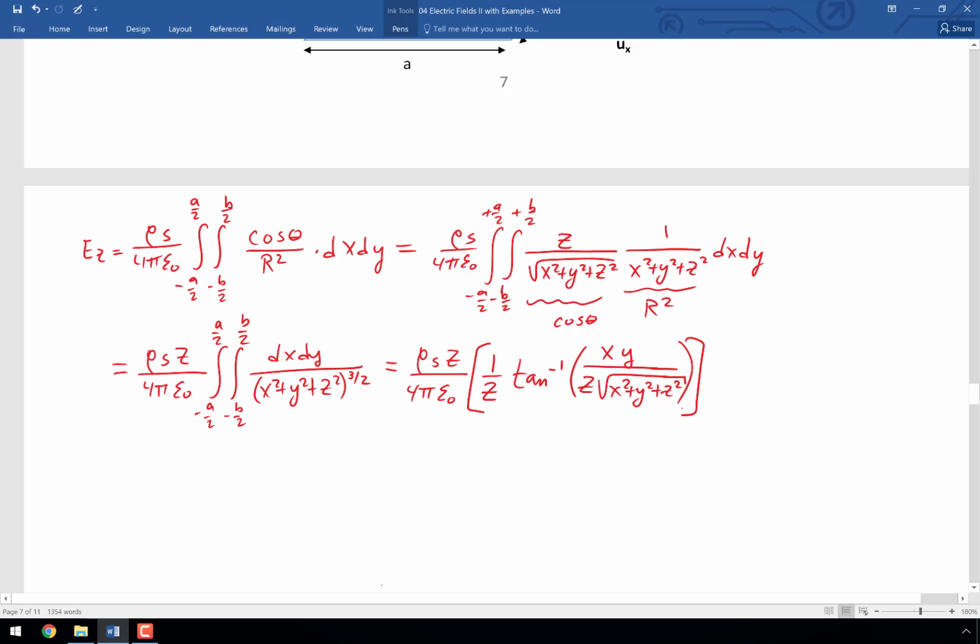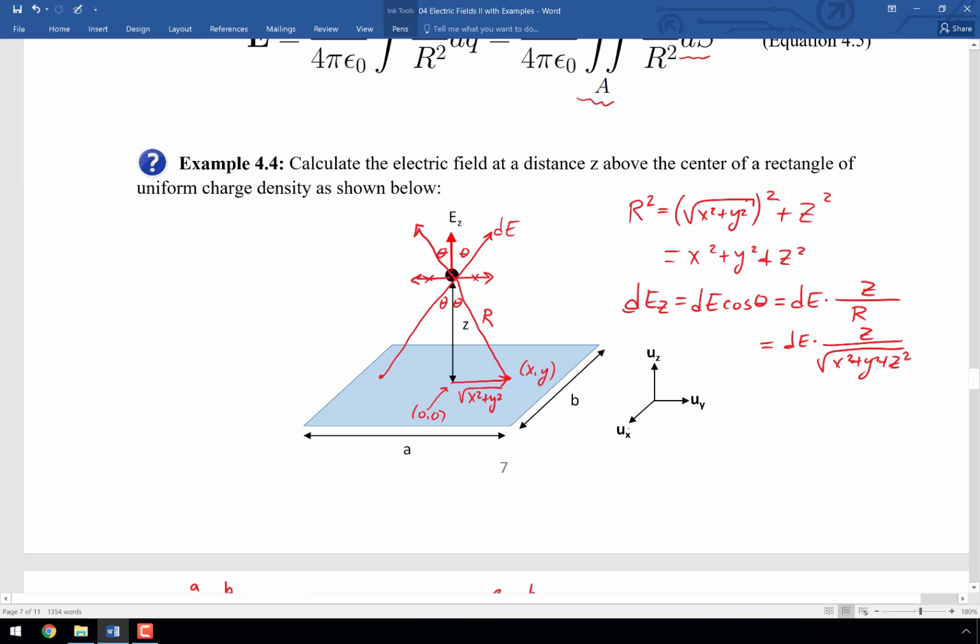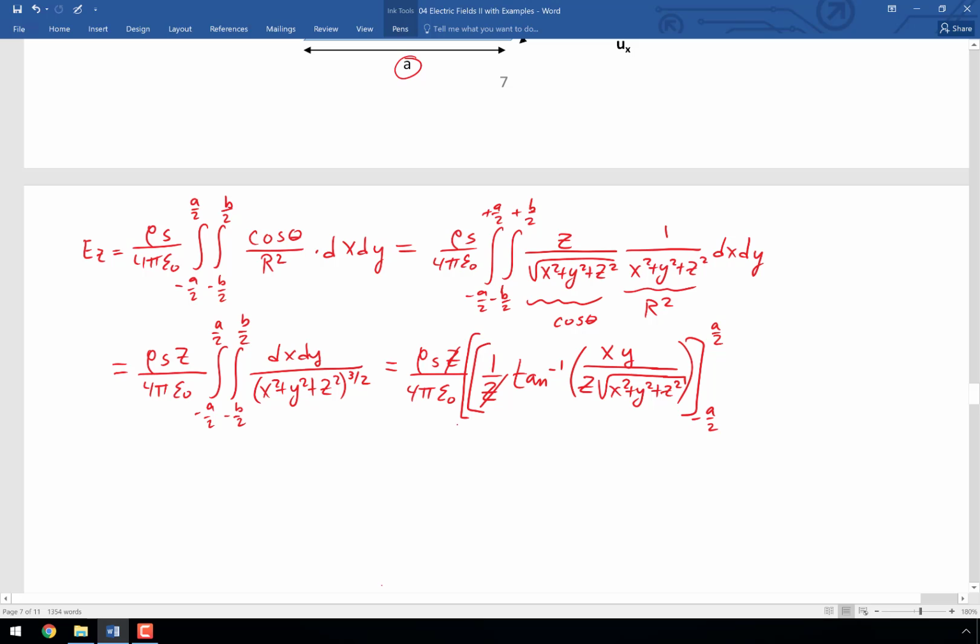A good piece of news: we can cancel out this z with this z, so that's going to make our life a little bit easier. Oh, I forgot that there are actually two limits that still need to be installed. So this is minus a over 2 up to a over 2. And just as a reminder, that is the limit on dx. Sorry, let me go up here and double check that. A is in the y direction, so this is going to be the limit on y. So y is equal to negative a over 2 up to positive a over 2, and then x is equal to negative b over 2 up to positive b over 2.